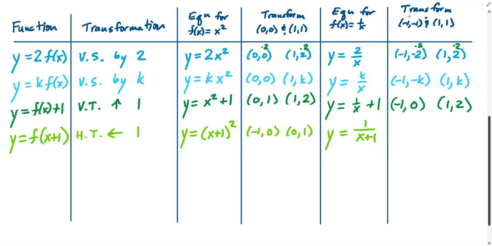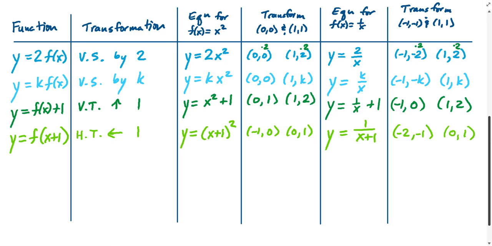How would that impact negative 1, negative 1? Well, negative 1 would go 1 to the left. I'd get negative 2, negative 1. How would that impact 1, 1? Well, the 1 would go left by 1. I'd get 0, 1.